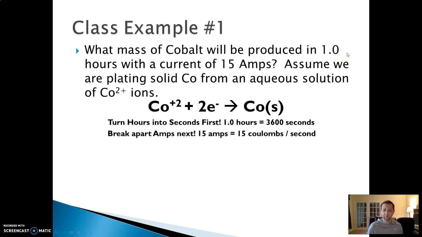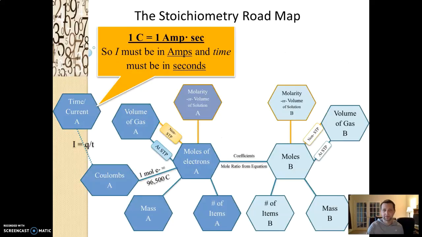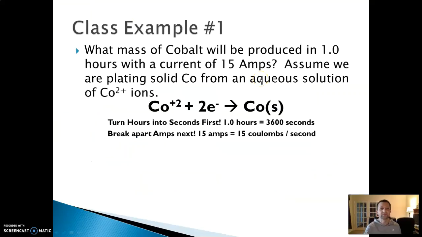So I'm given time and I'm given current. Let's look at my roadmap. Here we are. I'm given time and I'm given the current. So I could use that relationship there between time and current and convert that into coulombs, and then convert coulombs into moles of electrons, and then right into moles of my product, and then mass if I need to go that far, obviously. So let's take a look at it and we'll knock this problem out.